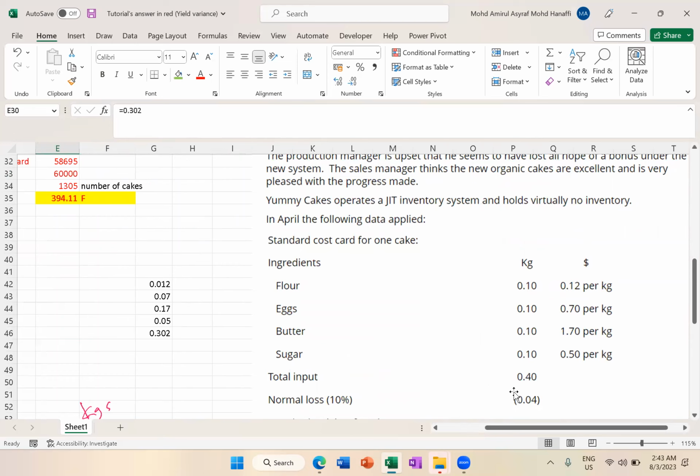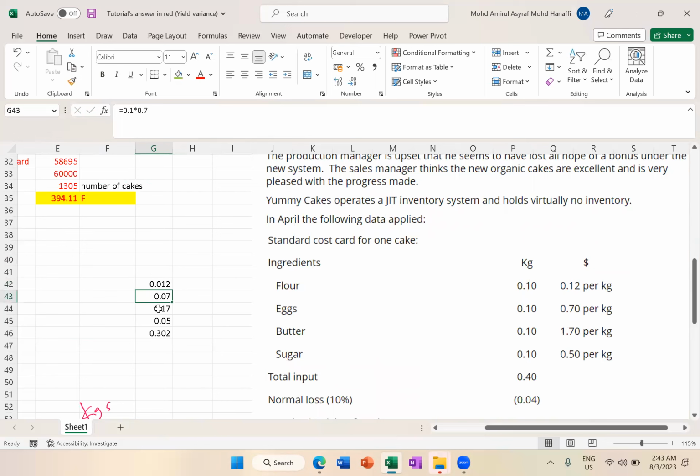One cake would consist of 0.4. Doesn't matter the total. One cake would consist of 0.1 flour, 0.1 eggs, and so on and so forth. So you just multiply. 1 kg is 12 cent. This is not even 1 kg, this is only 0.1 kg. That's why I multiply. So you can see here, 0.1 multiplied by 12 cent per kg.